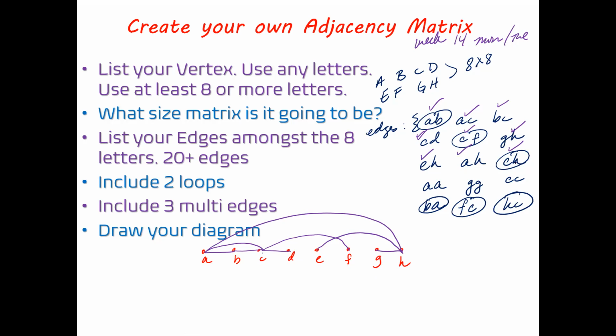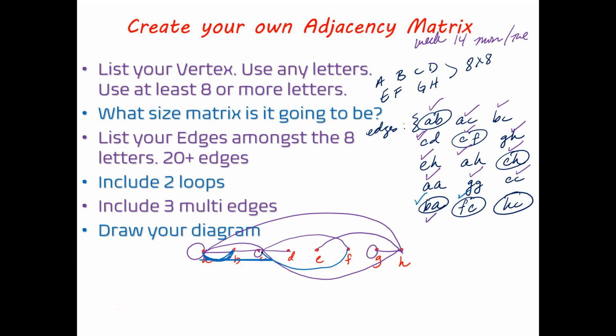Did I already do CH? Let's see, C and H. Here we go. And then I have AA, so A is going to be a loop. GG, so G is going to be a loop. And then CC, C is going to be a loop. BA, so B goes back to A. So there you go. There is your multi-edge right here. FC, so F goes back to C.